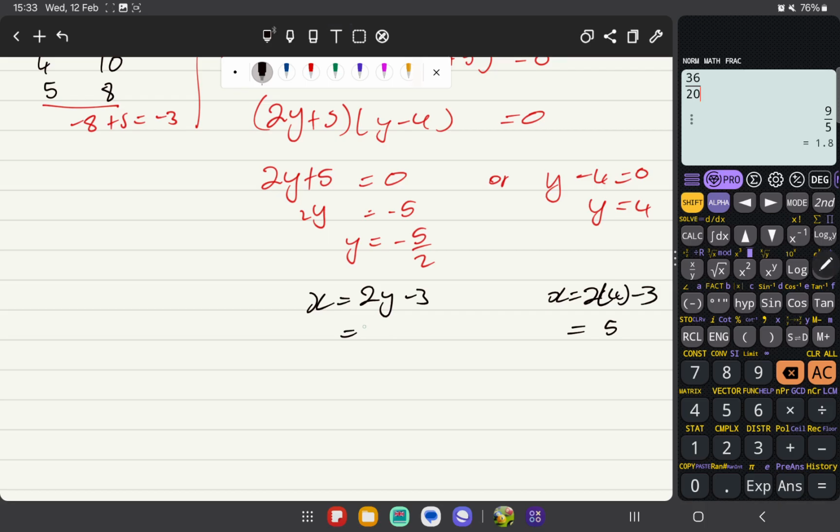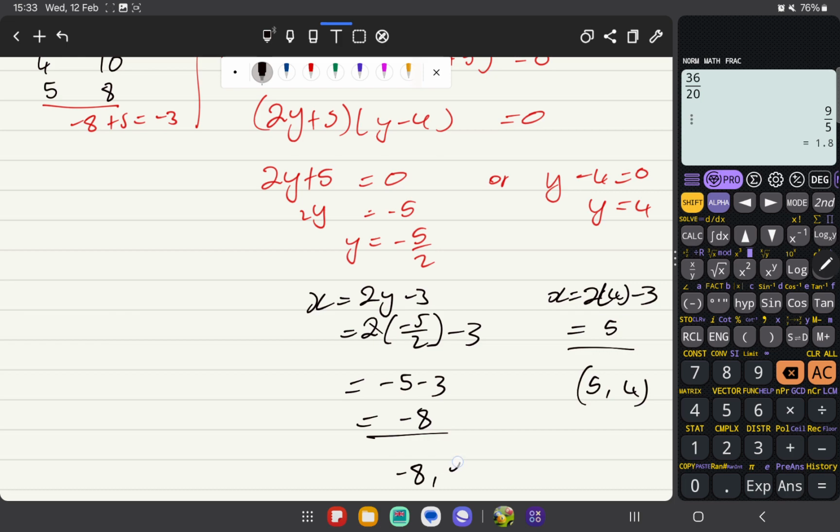Then I have this side. I'm going to have 2 times minus 5 over 2 minus 3. The 2s cancel each other out, so I have minus 5 minus 3, that's minus 8. Right, then I'm done. So my x values are 5 and minus 8, with y values 4 and minus 5 over 2. You are done solving this problem using the substitution method.